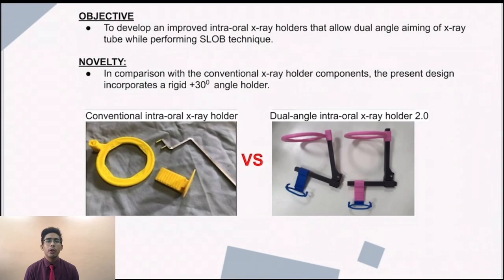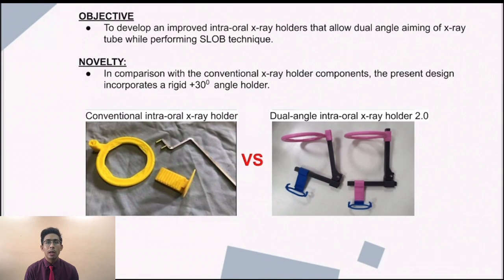The objective of our product is to develop and improve intraoral X-ray holders that allow dual angle aiming of the X-ray tube while performing the SLOB technique. For novelty, in comparison with the conventional X-ray holder components, the present design incorporates a rigid positive 30-degree angle holder and a single interproximal guide attached to the bite block.